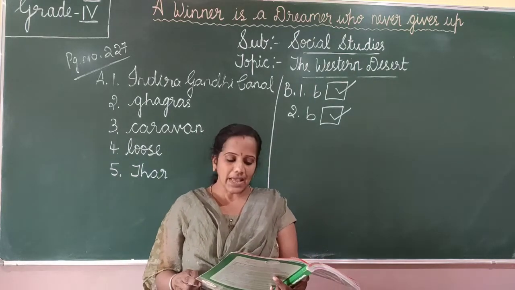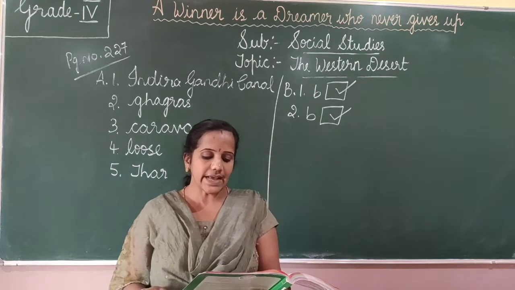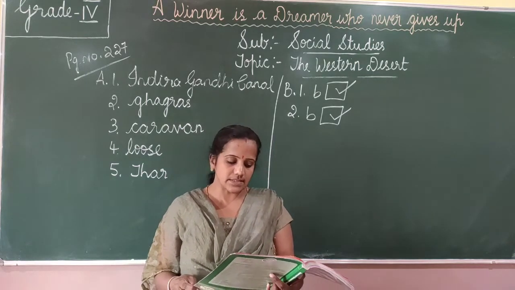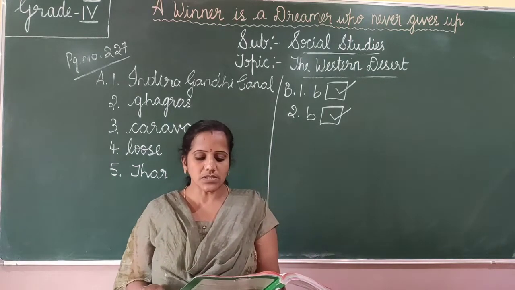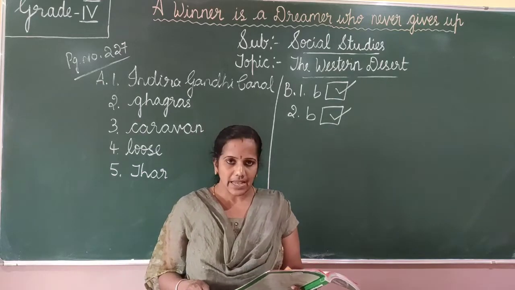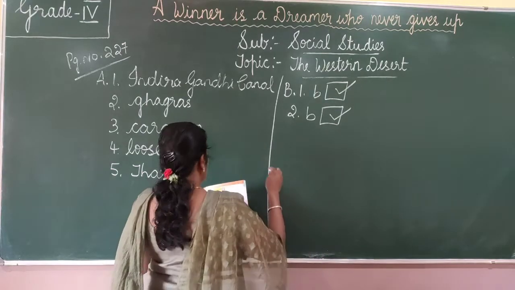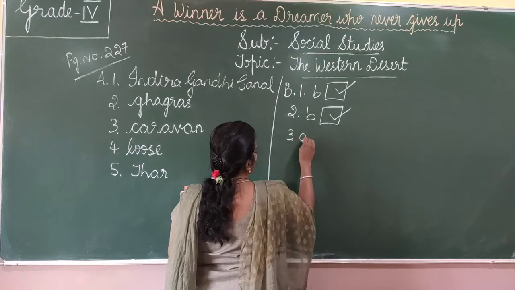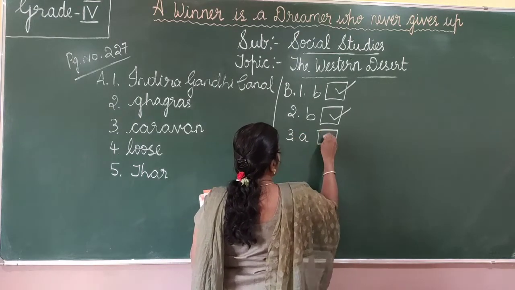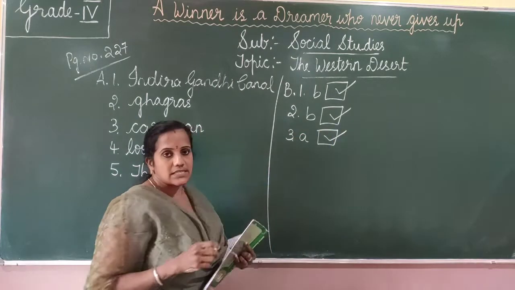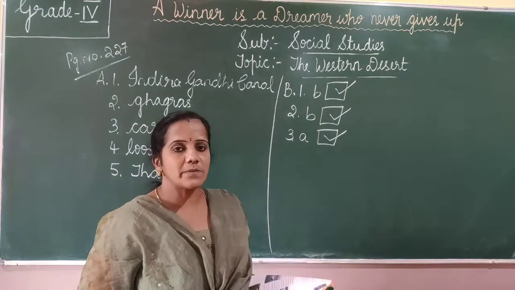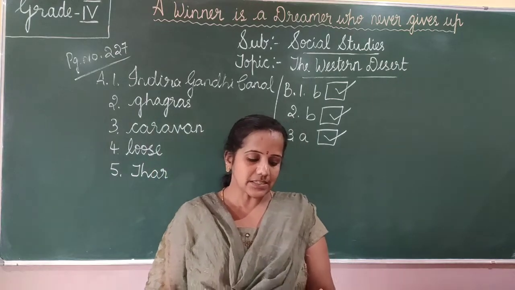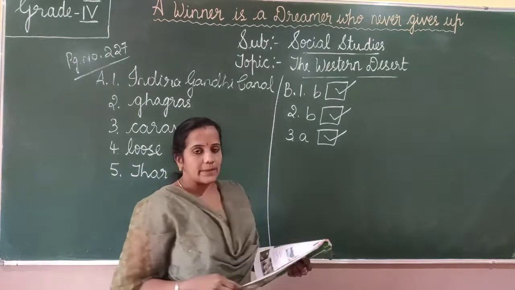Third one, plants such as dash grow in the desert. Cactus, rose, hibiscus. Cactus. The third is option A. So cactus grows in the desert region, not rose or hibiscus. It is option A.